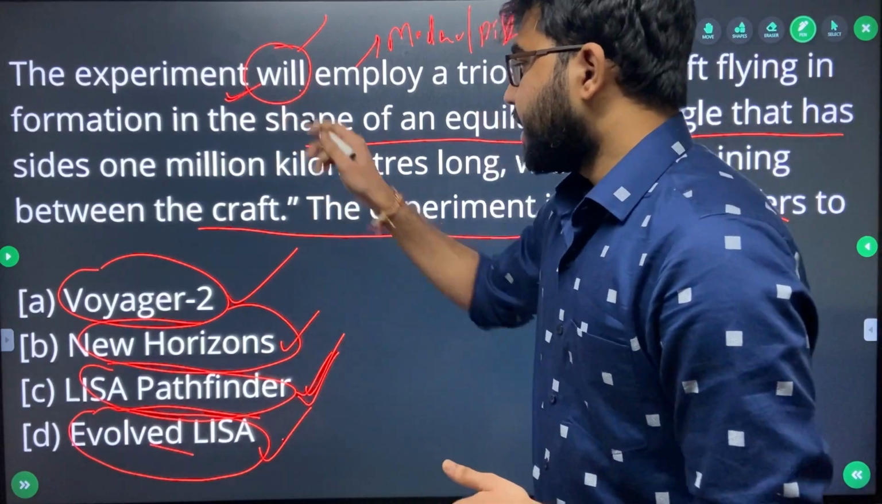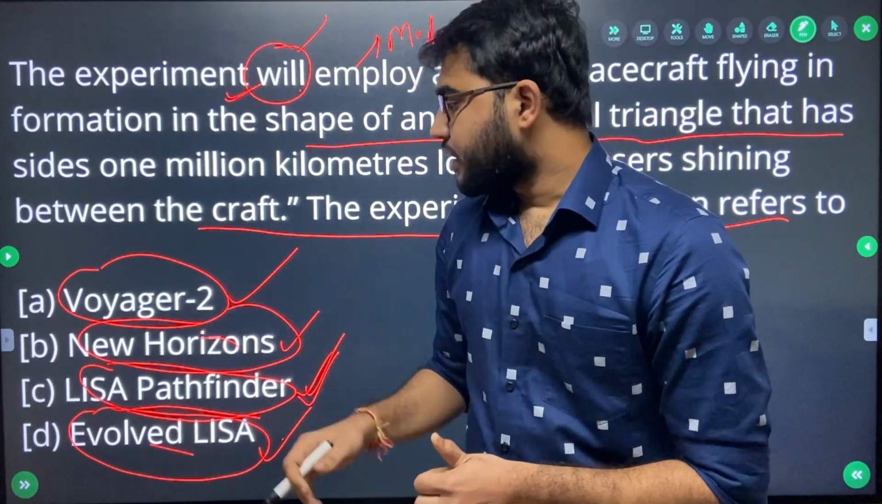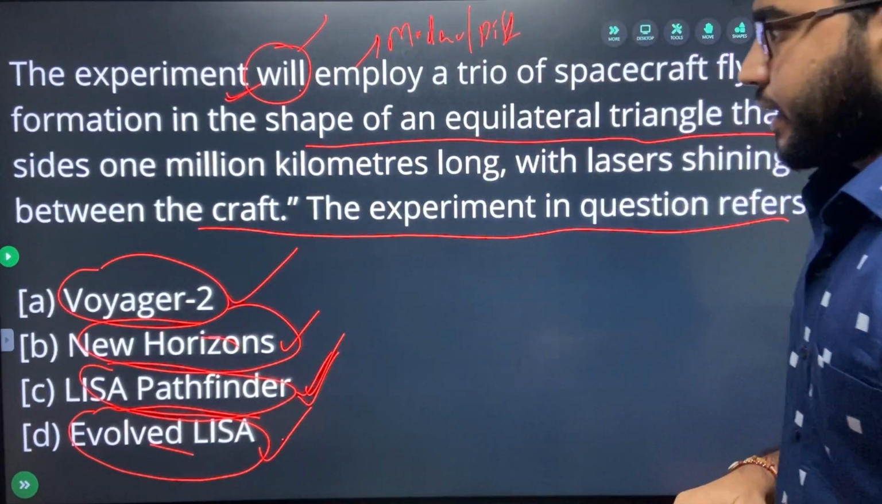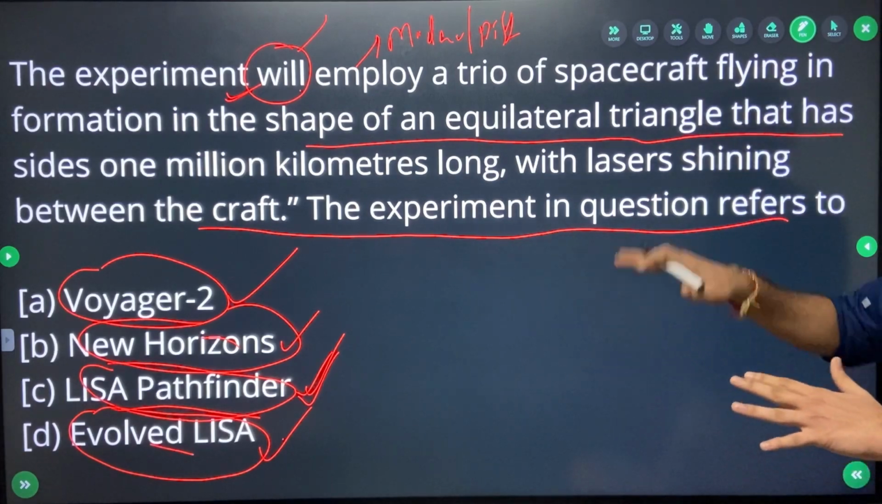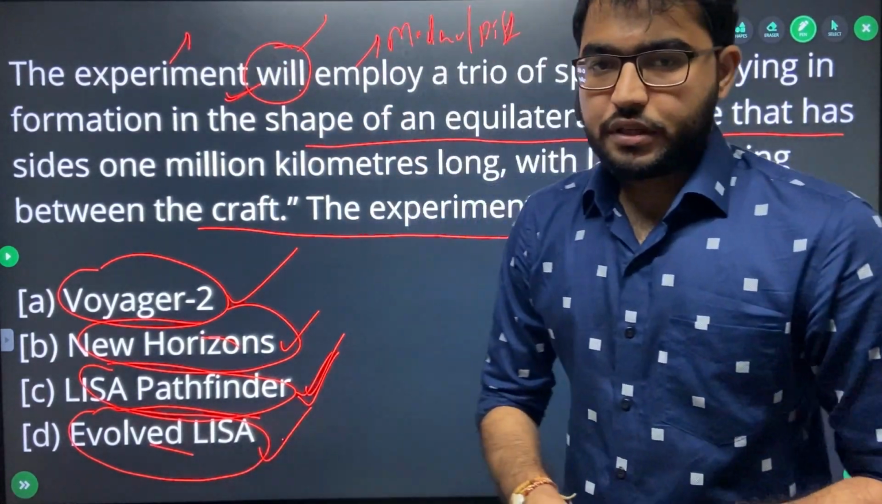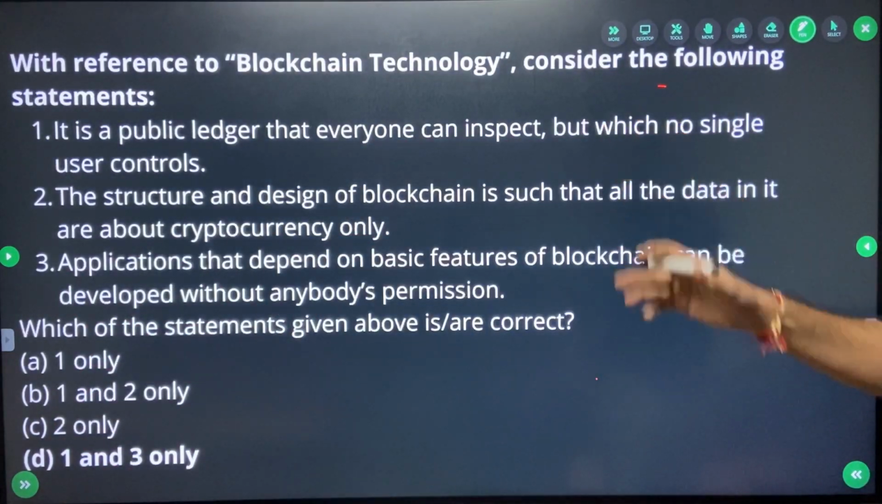So here this is the key. Even if you don't know, even if your knowledge about these two, New Horizon and Voyager, is only what is often in news, you can derive the correct answer. Again, this was a moderate to difficult question, but you can easily attempt it if you have read the newspapers and whatever source you are following. Then it's a very easy question.